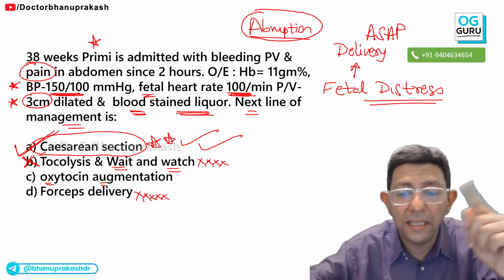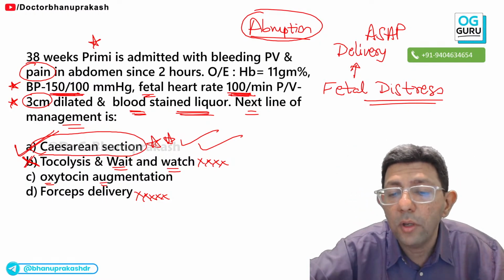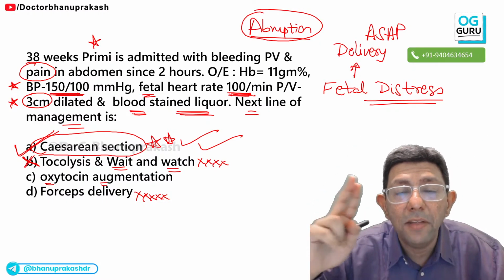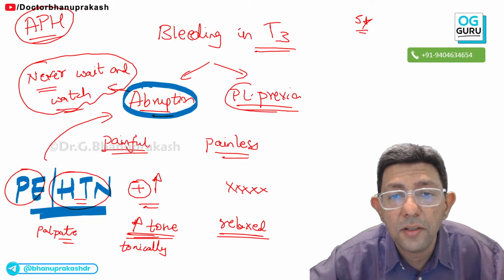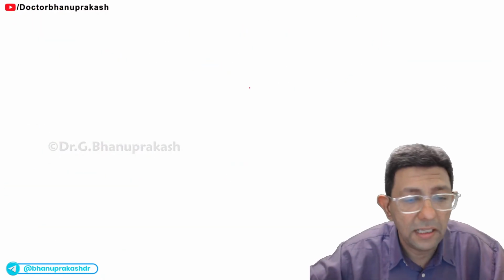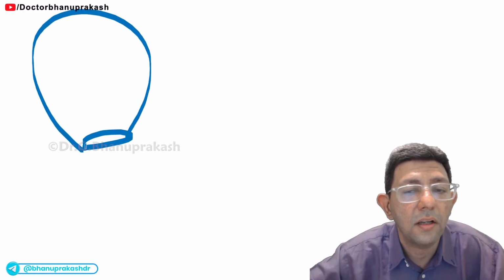Blood stained liquor, keep in mind, because when you do ARM, all the liquor will come out. In placenta previa, liquor will not come out. Please understand this very important difference also. Whenever there is placenta previa, all of you please look on the board. So this is the uterus and this is the placenta.